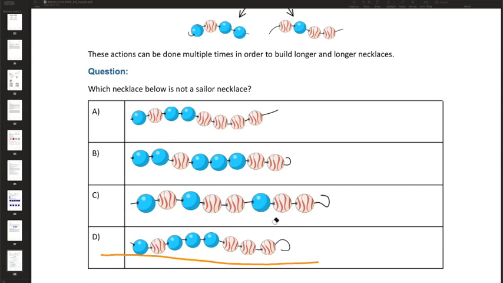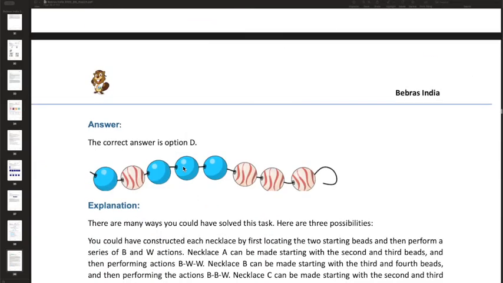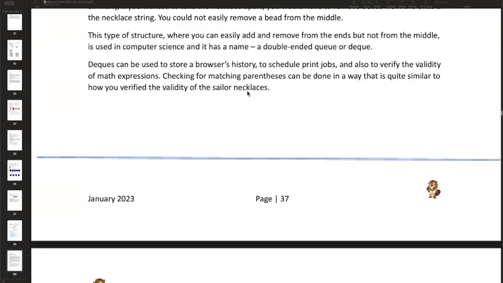But if we check D, you'll see that it does not work because we start from here, then you add one blue bead on either side, but there's one random blue bead over here, which is not possible. So it does not work. That's why the correct answer is D. It's the only one which is not a proper necklace.